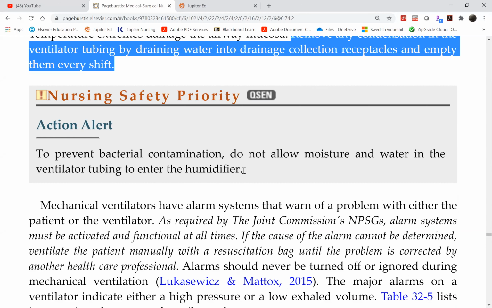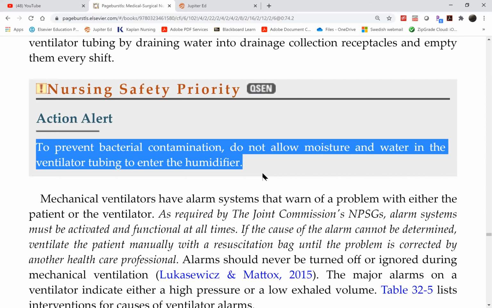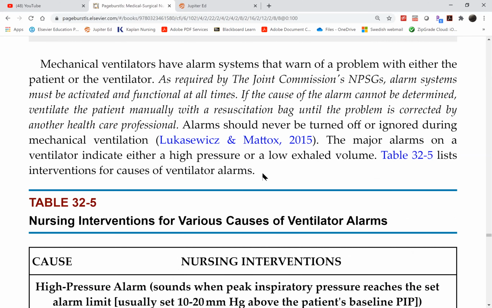So here again, another action alert. So that's 3 times already that we mentioned that any condensate, do not allow it to sit long there. Again, that will trigger a high pressure alarm because now there will be resistance between the patient and the vent. And that will again serve as a medium for bacterial growth. So let's go to high and low pressure alarms.